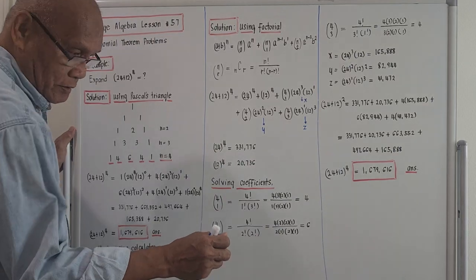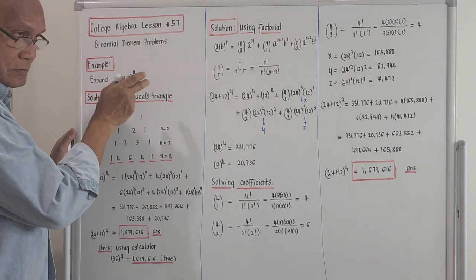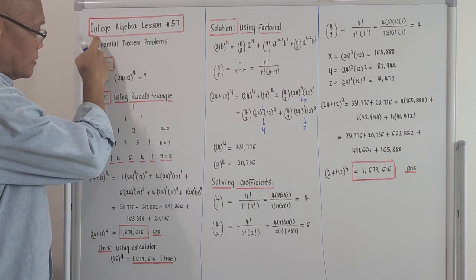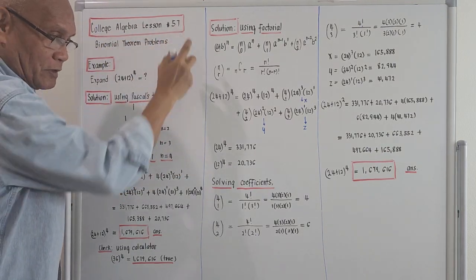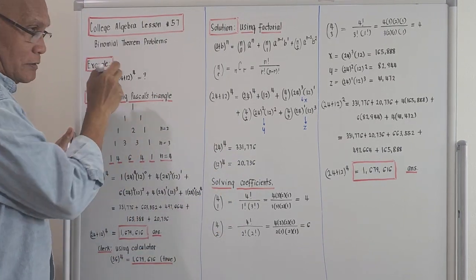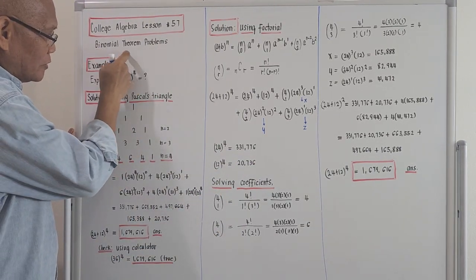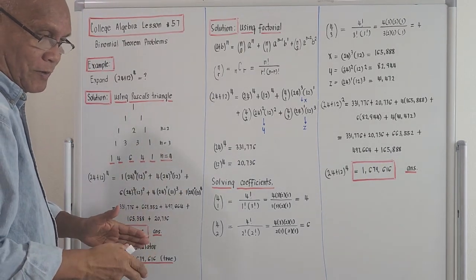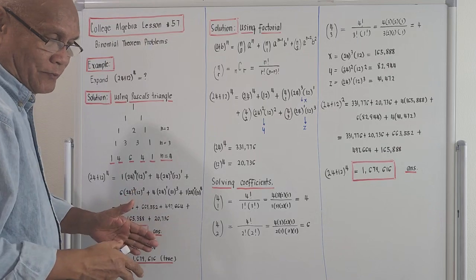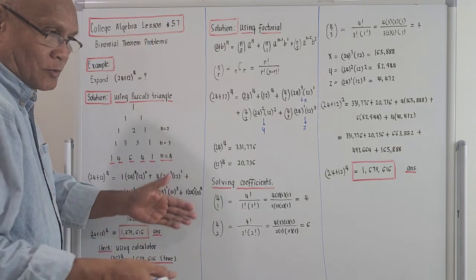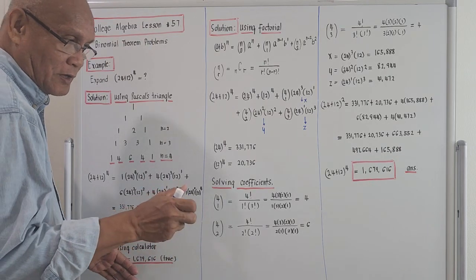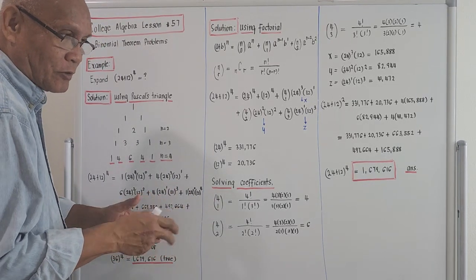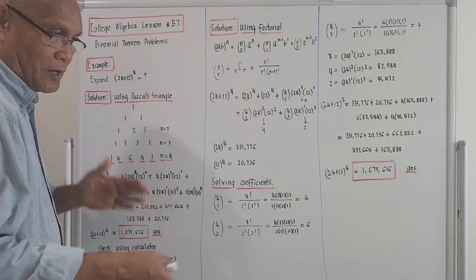The discussion will be college algebra, lesson number 57. We are running smooth, okay? And the title of the topic will be binomial theorem problems. So we will be solving problems using the binomial theorem. And actually, there are two kinds of solution. It is by using Pascal's triangle or by using the so-called factorial notation, or just simply factorial.